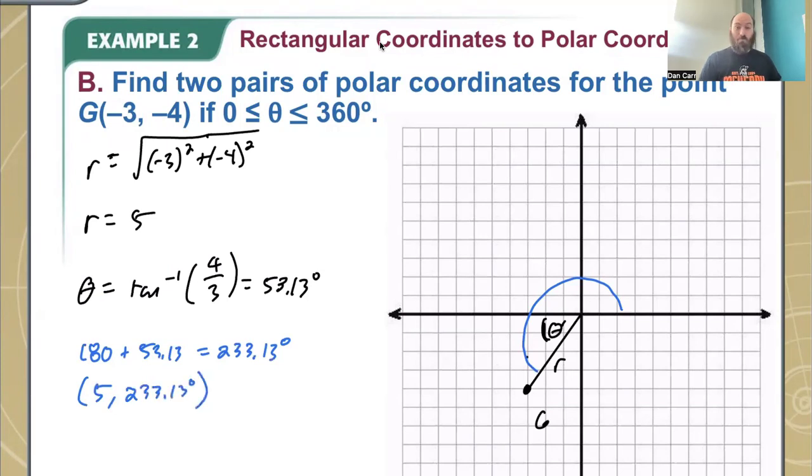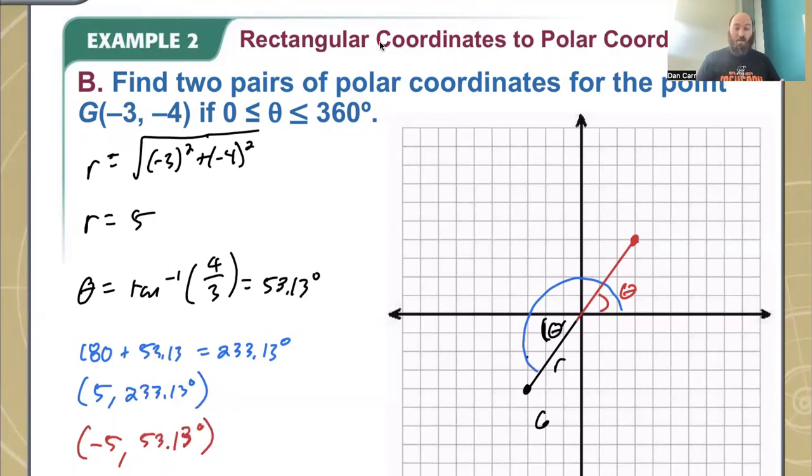So my first polar coordinate is going to be (5, 233.13 degrees). My other one is going to put me out here, where it's 3, 1, 2, 3, 4. Here's the other possibility. That angle measure matches up to my theta right here, so it's the same as this one. That's going to be negative 5 and 53.13 degrees.